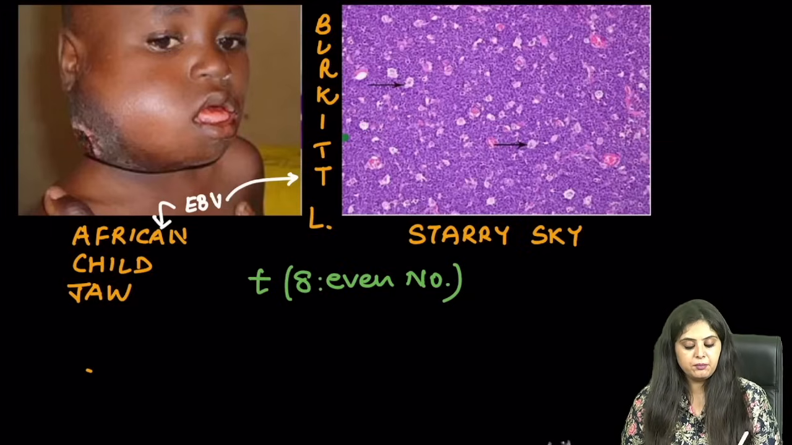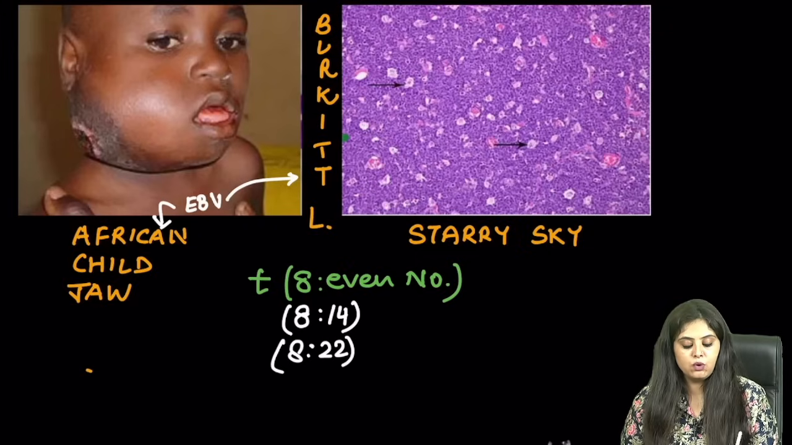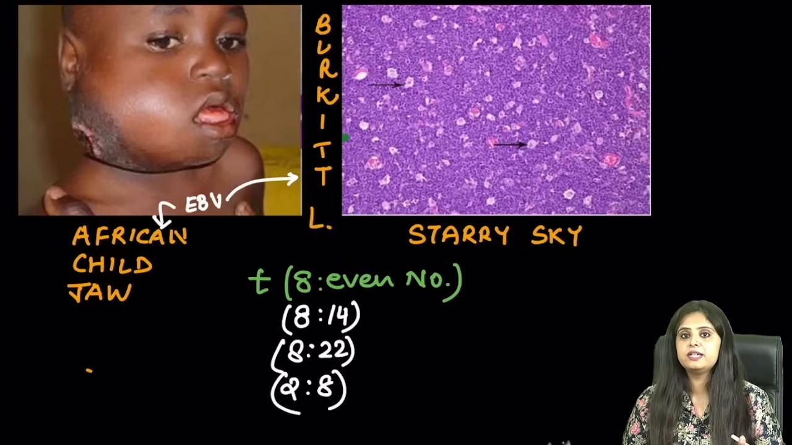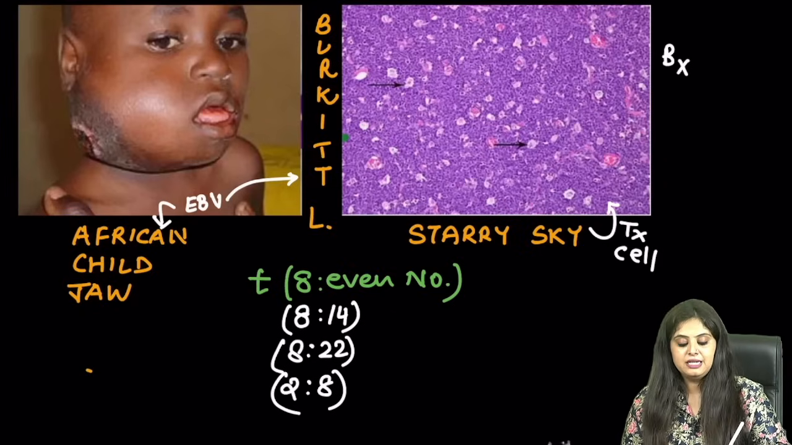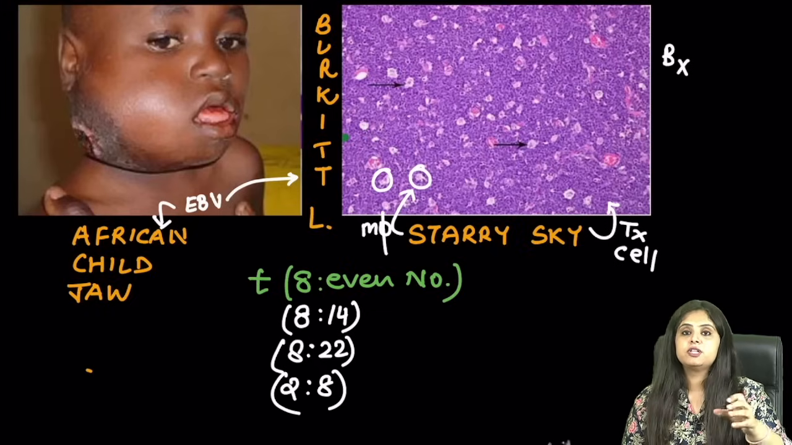8 and any even number like 8 and 14 chromosome, or it could be 8 and 22, or it could be a smaller number than 8, but it has to be even. So 2 and 8 would also do. On a biopsy, we see the starry sky appearance. The background is dark. That is the tumor cell, which is the sky, the dark background. The stars are nothing but the innocent macrophages who've come there just for eating things around.